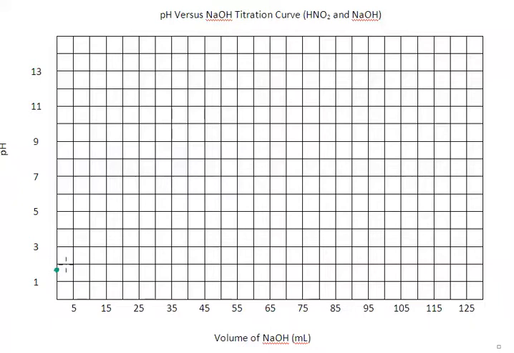Before I added any NaOH, the pH of my original solution from B was 1.82. After I added 15 milliliters of NaOH, I calculated a pH of 2.6. It didn't change too much at all after adding 15 milliliters. After adding 30 milliliters, I'll find my 30 milliliters on the spot, it was at 2.98. So again, we're not seeing much of a change.